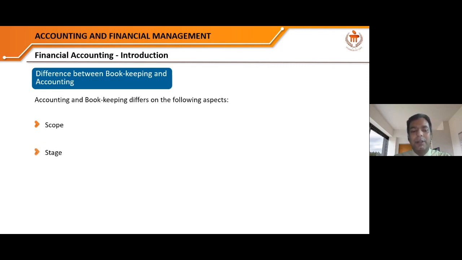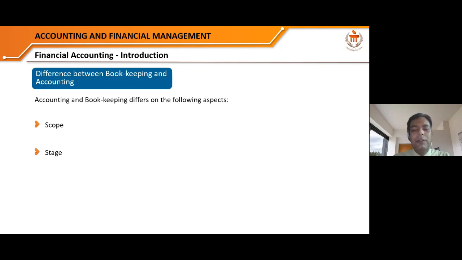Next is stage. Bookkeeping is considered to be at a very primary stage of the process, right? And accounting is considered to be at the secondary stage of the process. So it is in the later part of the process where accounting comes in and has its role, right?